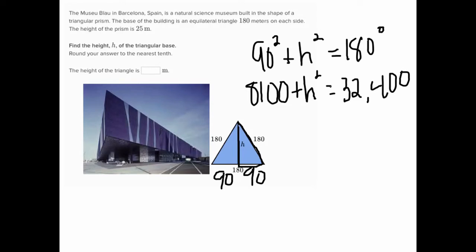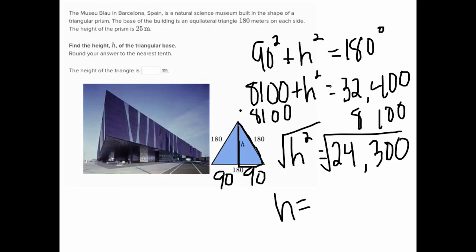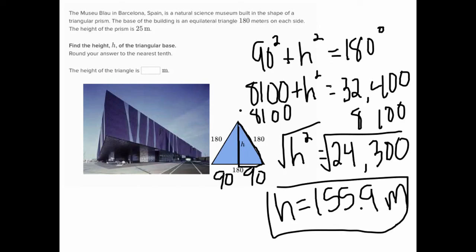32,400. Now, if I subtract those two things, say I subtract 8,100 on both sides, I'm going to get h squared equals 24,300. If I take the square root, which you can do on your calculator, I'm going to get h equals 155.9 meters. So the height is 155.9 meters.